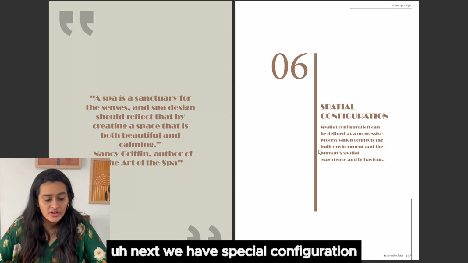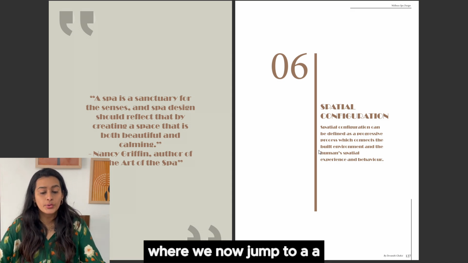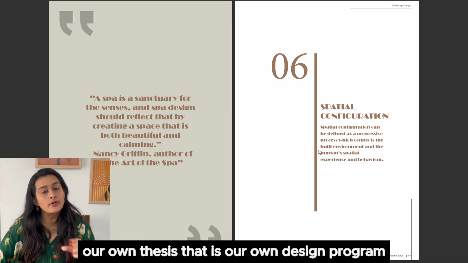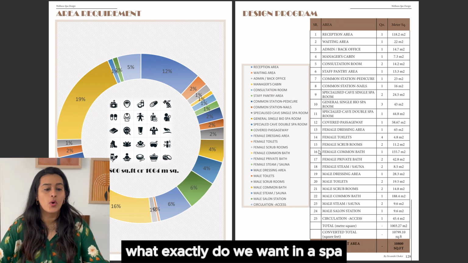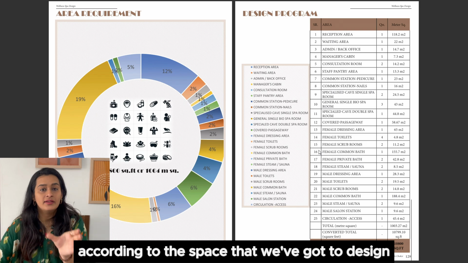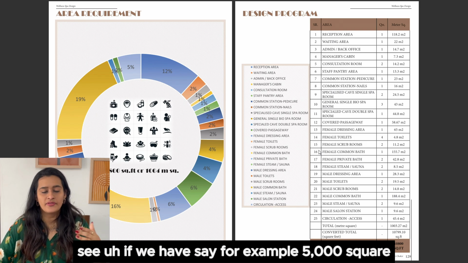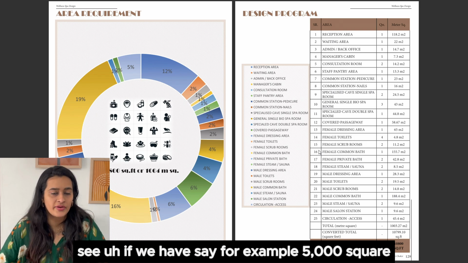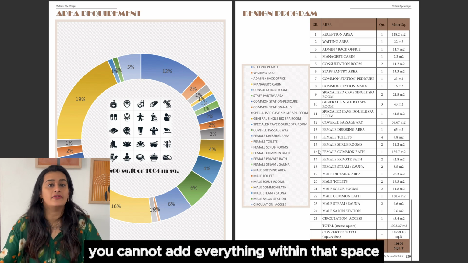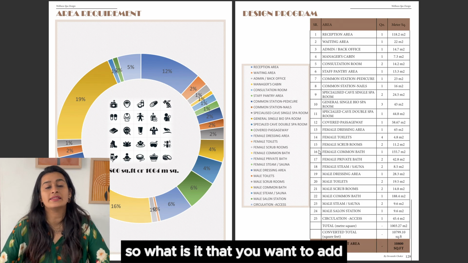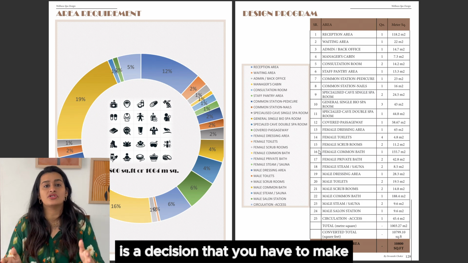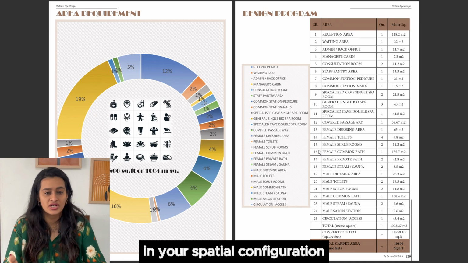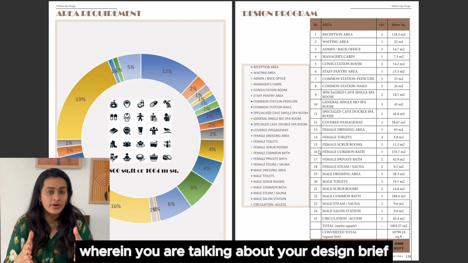Next, we have spatial configuration, where we now jump to our own thesis, that is our own design program, our own brief, wherein we have summarized what exactly we want in our spa according to the space that we've got to design. If we have, for example, 5,000 square feet of space, you cannot add everything within that space. So, what is it that you want to add? What is it that you want to subtract? That is a decision you have to make in your spatial configuration, wherein you are talking about your design brief.